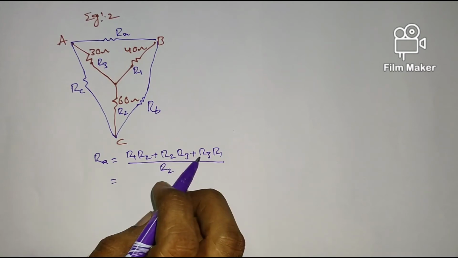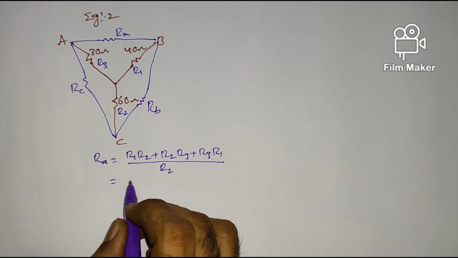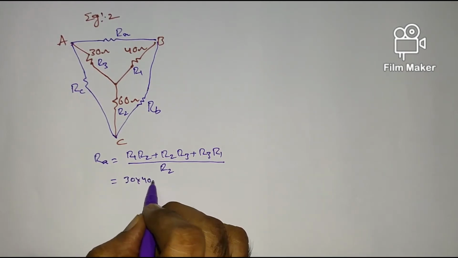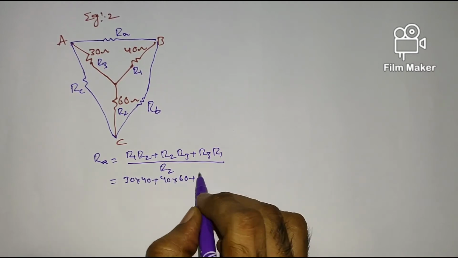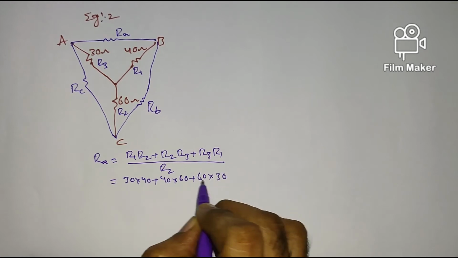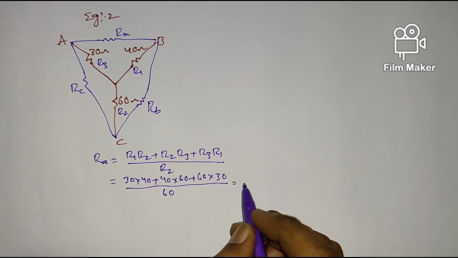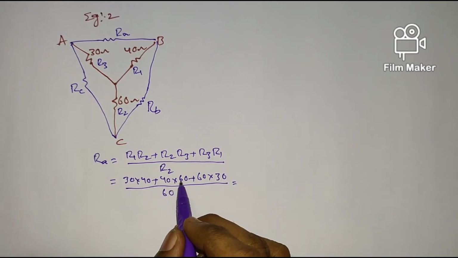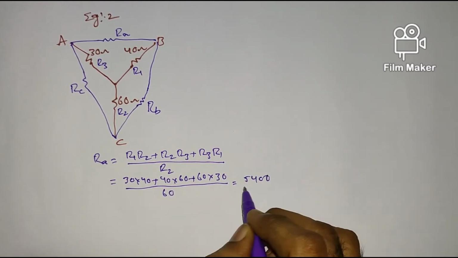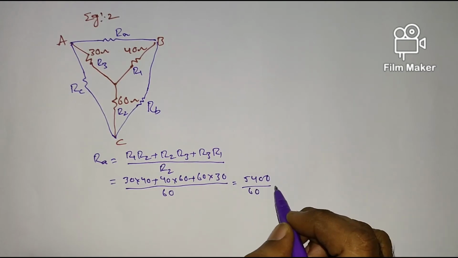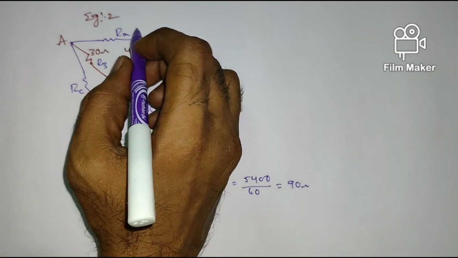This is equal to, the numerator if you calculate, 30 into 40 plus 40 into 60 plus 60 into 30, divided by the value of R2, which is 60. So 5400 divided by 60. So this gives rise to a value of 90 ohms. The value of RA is equal to 90 ohms.